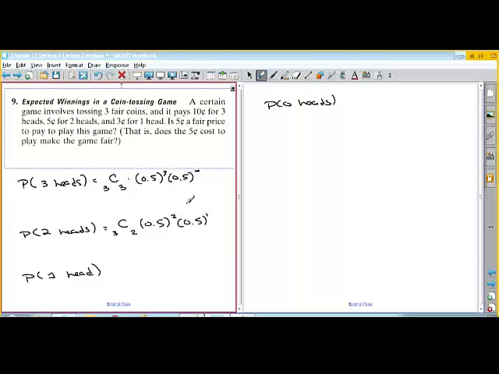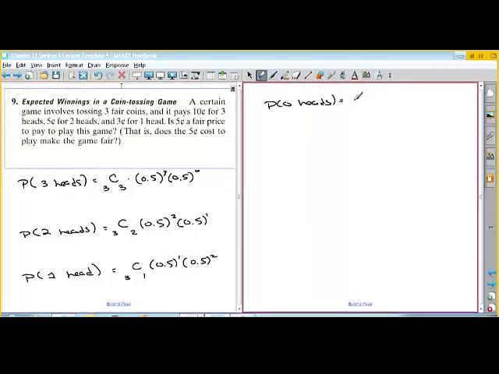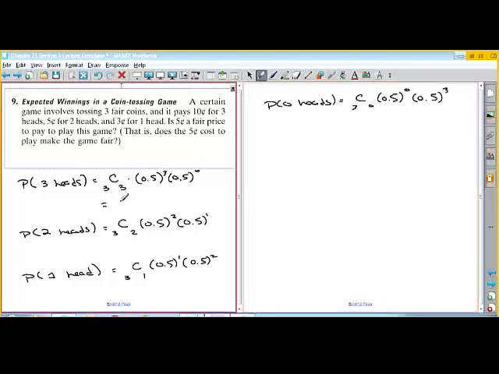The exponents always add up to the same number, 3. This one's 3 things taken 1 at a time, 0.5 probability of success raised to the 1st power, probability of failure raised to the 2nd power. And the last one is going to be 3 things taken 0 at a time, multiplied by the probability of success raised to the 0 power, probability of failure raised to the 3rd power.